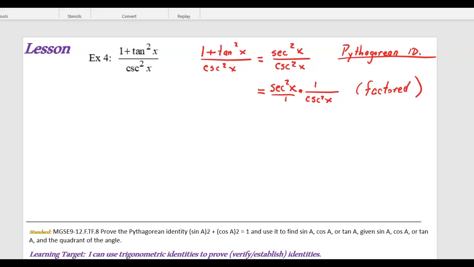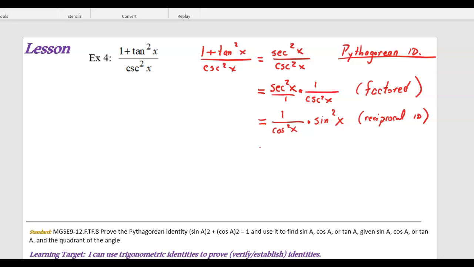Now, I'm only doing this just to show you one time what's going on here. Secant squared of x is 1 over cosine squared of x. 1 over cosecant squared of x is sine squared of x. Okay, how do I know all of that? Those are both reciprocal IDs.